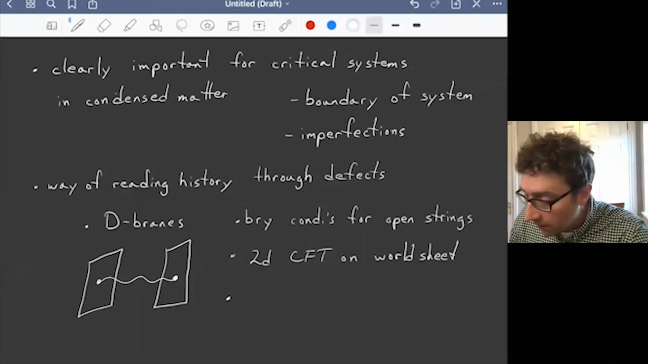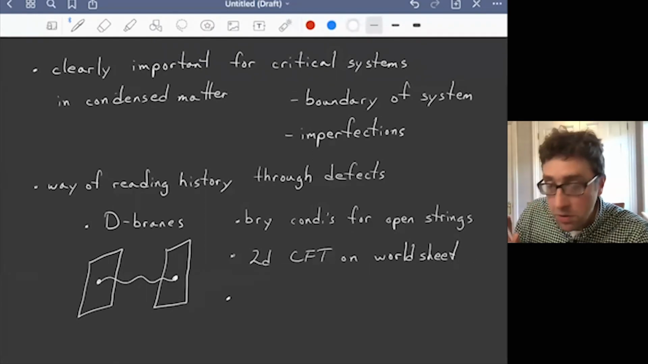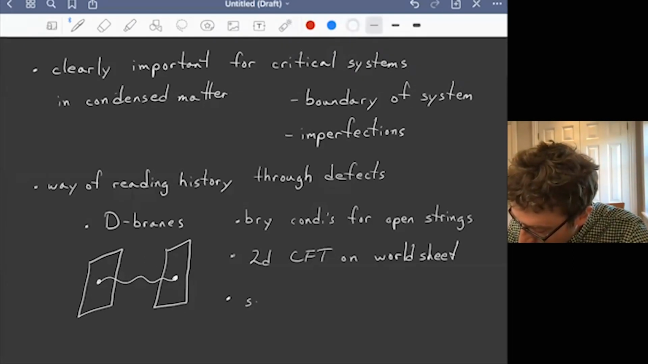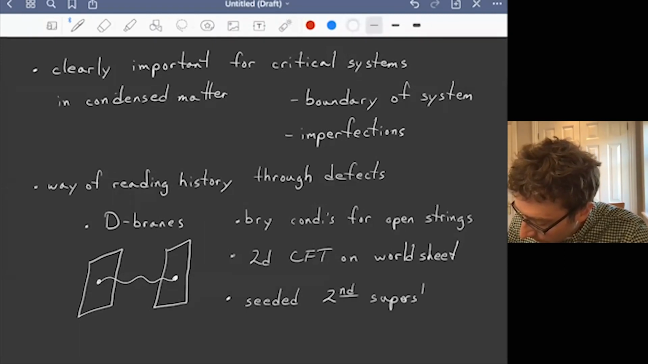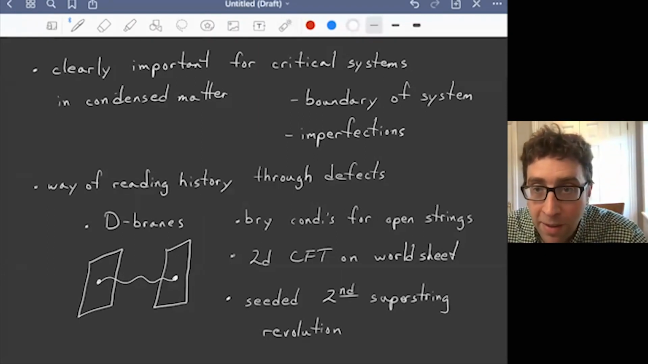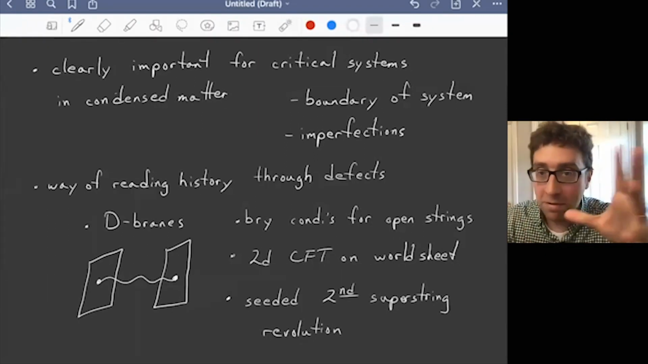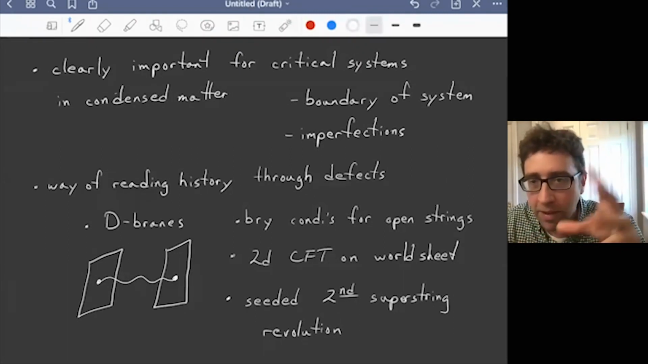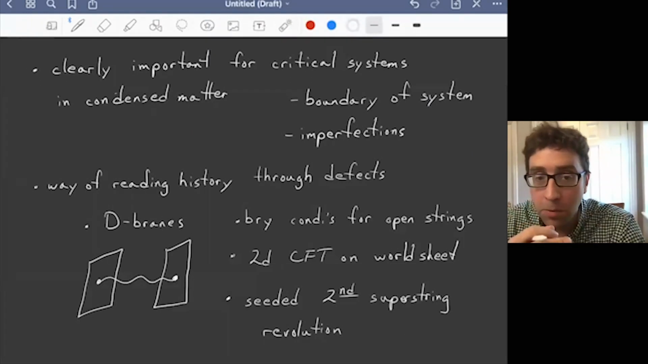But I should also emphasize that D-branes were hugely important in the development of string theory. I think it's fair to say that they seeded the second superstring revolution. They gave us non-perturbative insight into string theories. They gave us evidence for string theory dualities. And they helped convince us that there weren't 5 string theories, that there's just really one, and we could take various limits of it and get the 5 that we had understood before.